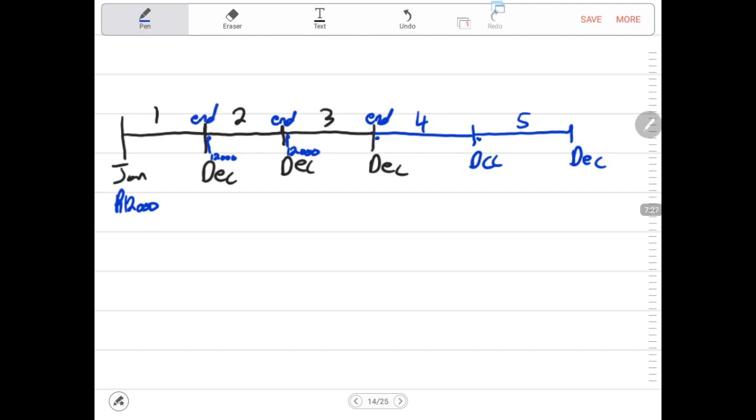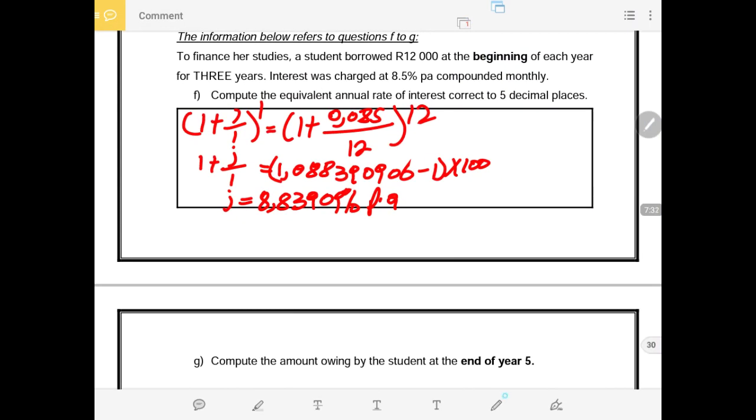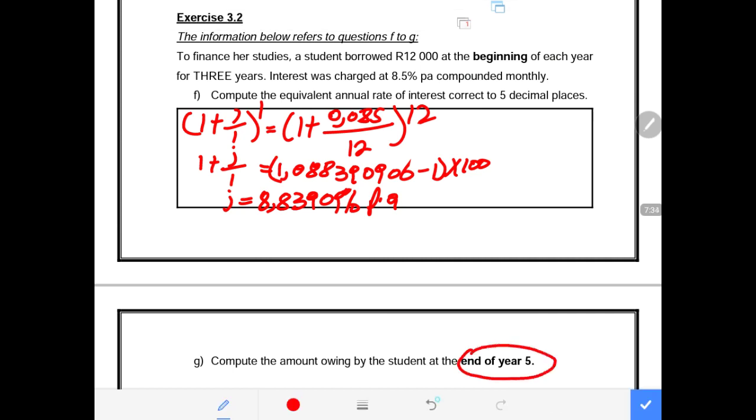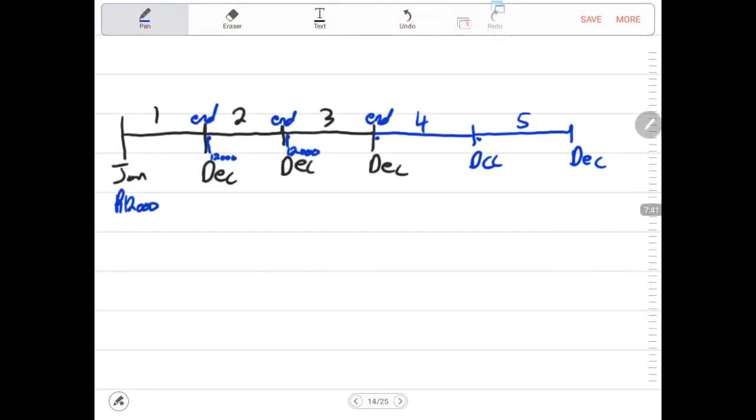Now the requirement is to compute the amount that the student owes at the end of year 5. If we want to do that, knowing that the payments were made at the beginning of the year, we will be calculating an annuity due. This will be annuity due. And when we have an annuity due, we will have to use the BGN function.